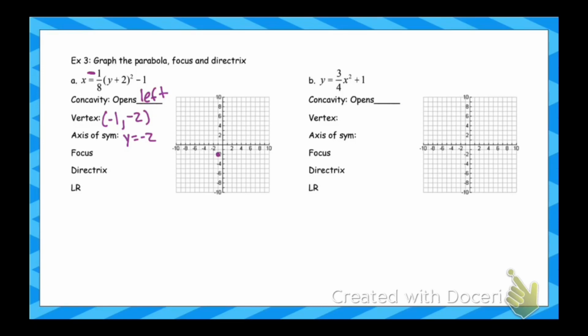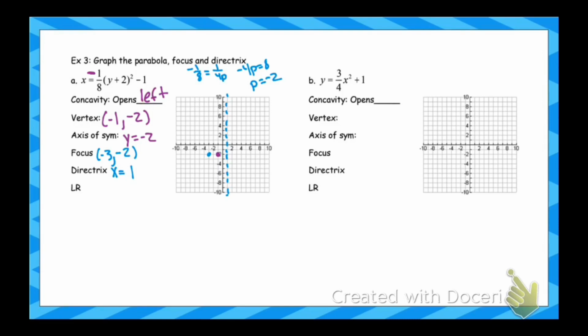All right, then from this point, I need to know the p-value in order to graph my focus and my directrix. So if negative 1 over 8 equals 1 over 4p, then negative 4p equals 8, so p equals negative 2. Again, we know it means it opens left, so from the vertex, I'm going to go 2 to the left for the focus, 2 to the right for the directrix. So after I've graphed it, it's a little bit easier to see the focus. So the coordinates of the focus would be negative 3, negative 2, and the directrix would be x equals 1.